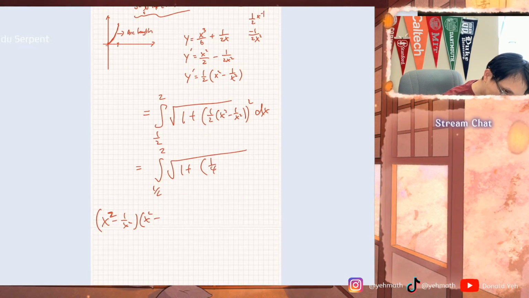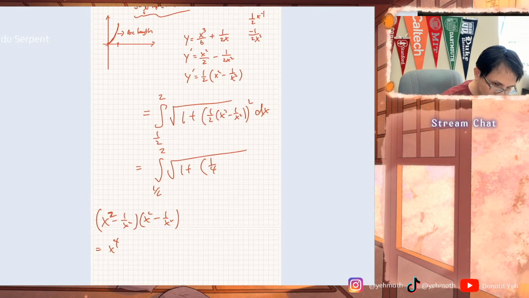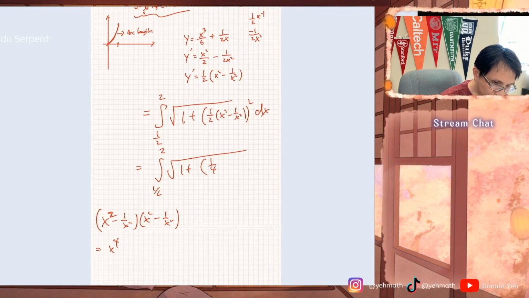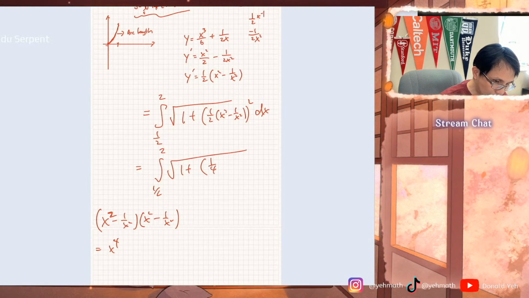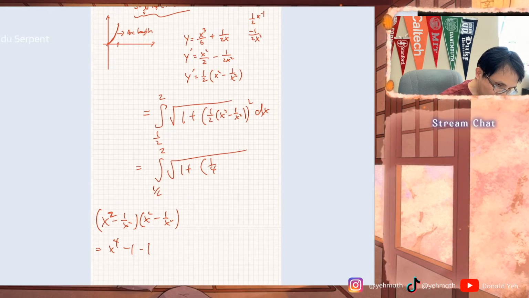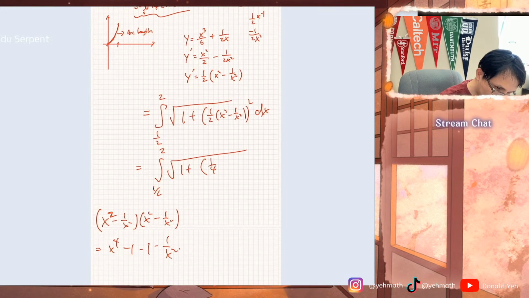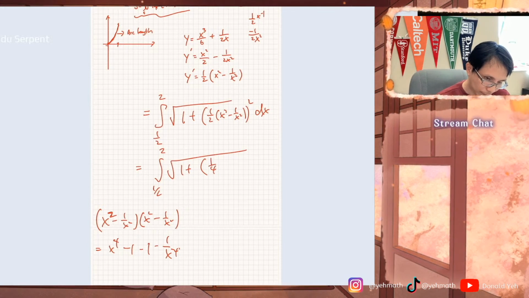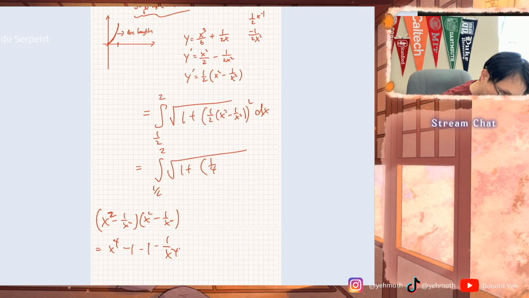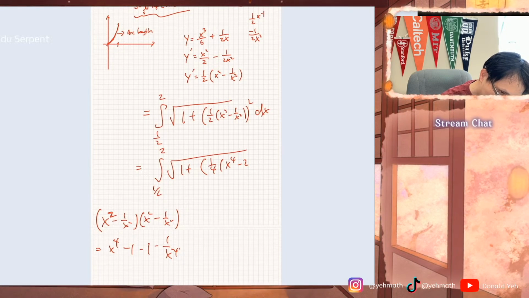So can you guys square this? So it'll be x to the 4th. X squared times negative 1 over x squared is going to be what? Negative 1 and negative 1. And then what? Minus 1 over x squared. No, x to the 4th, sorry. So it'll be x to the 4th minus 2 and a plus, sorry, there's a plus 1 over x to the 4th.